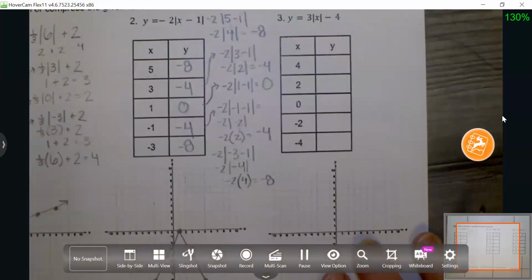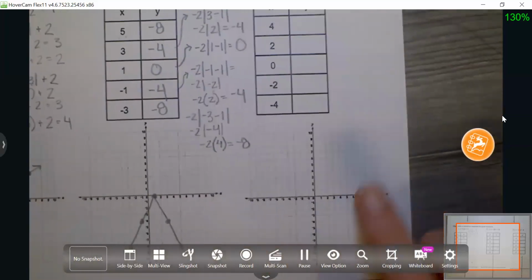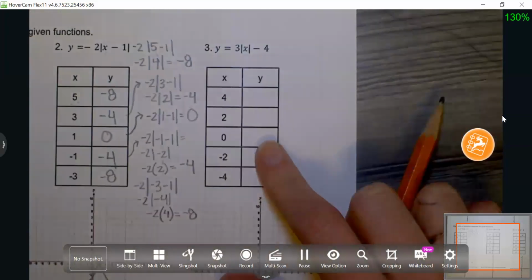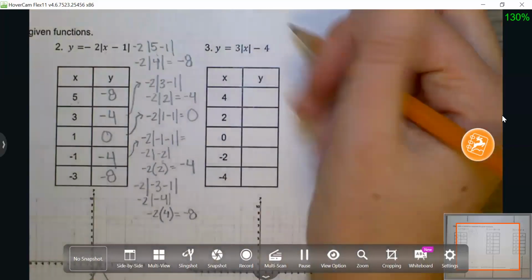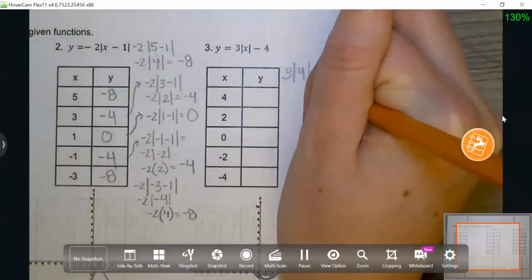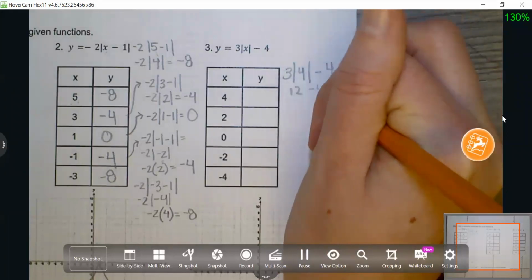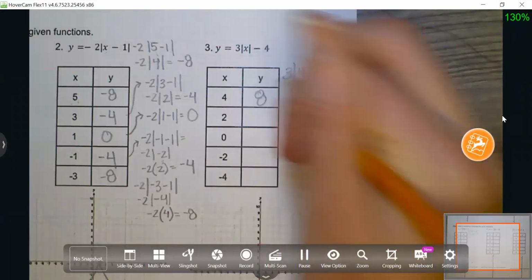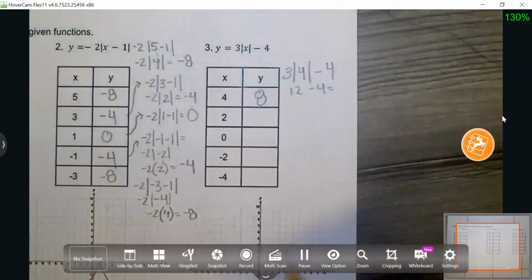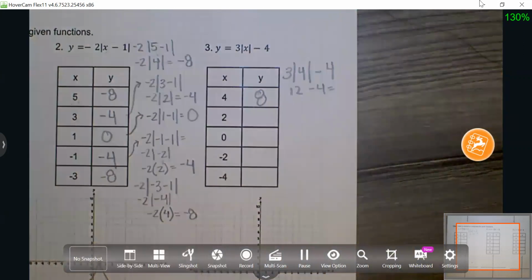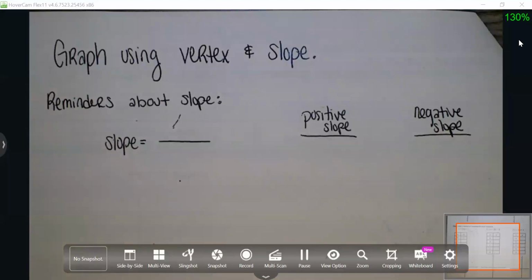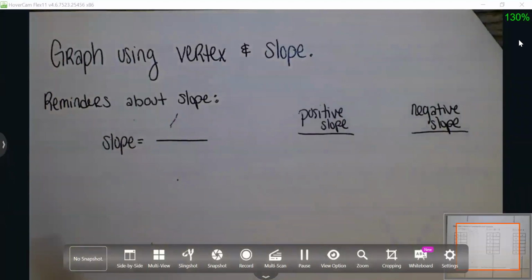This last one I will get started for you, but I want you to end up finishing it on your own. 3 times the absolute value of 4 minus 4. So 3 times the absolute value of 4 is 12. Minus 4 would give me 8. You should be able to fill in the rest and do this graph. When you're ready, flip over to the next page.